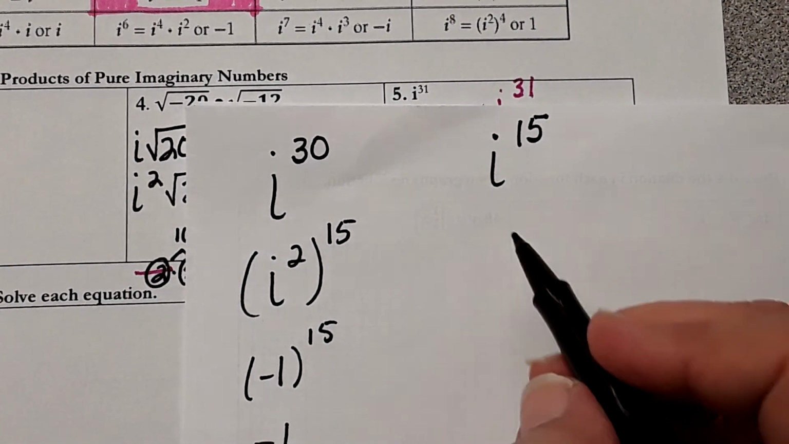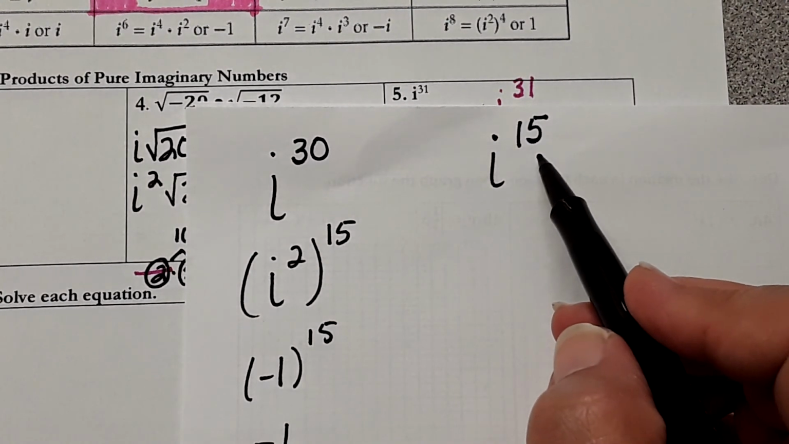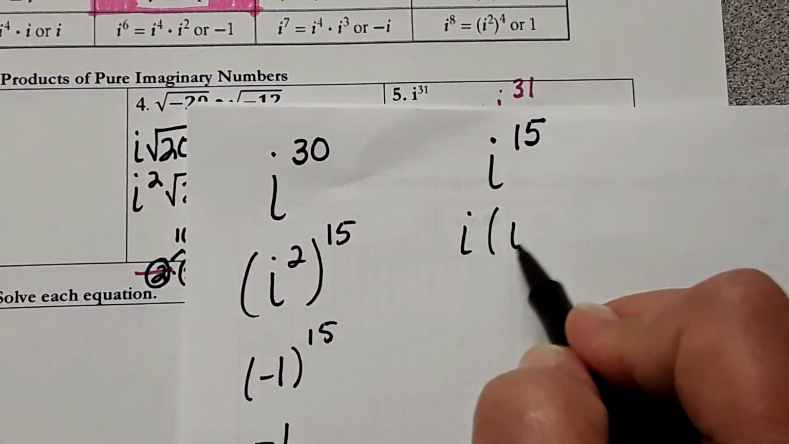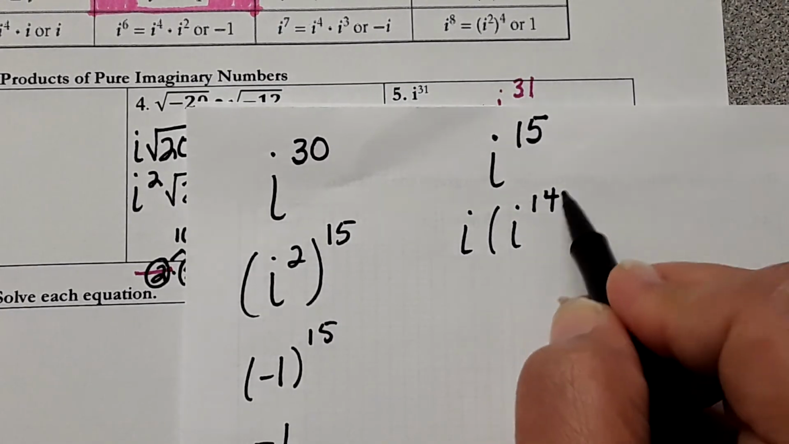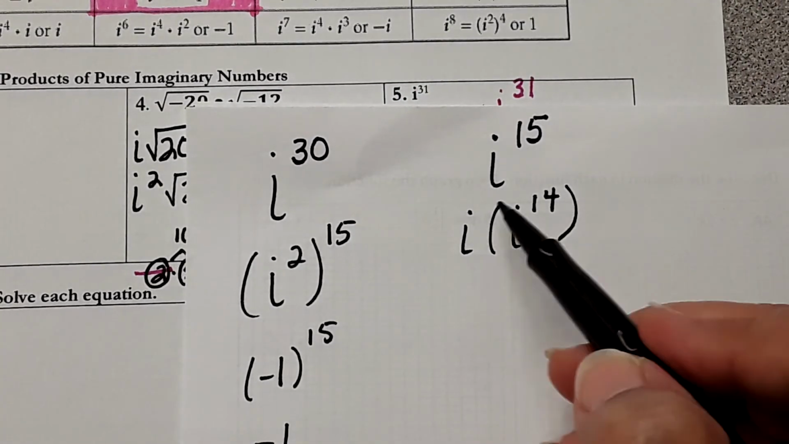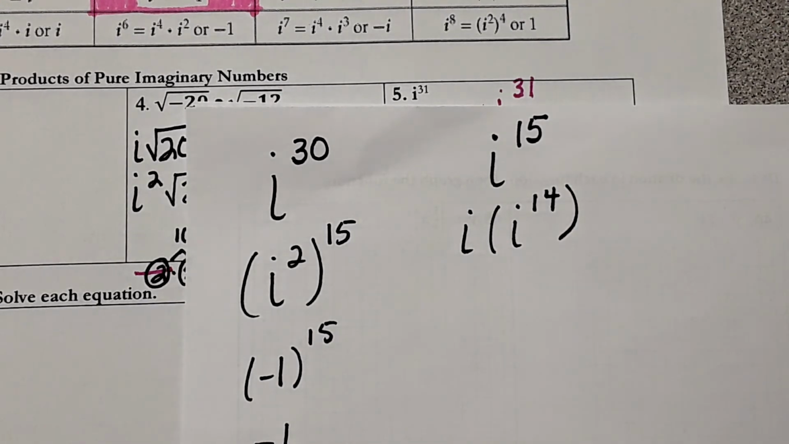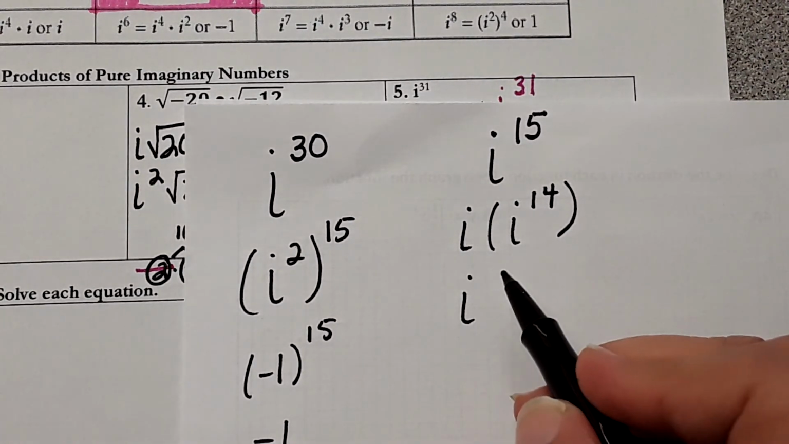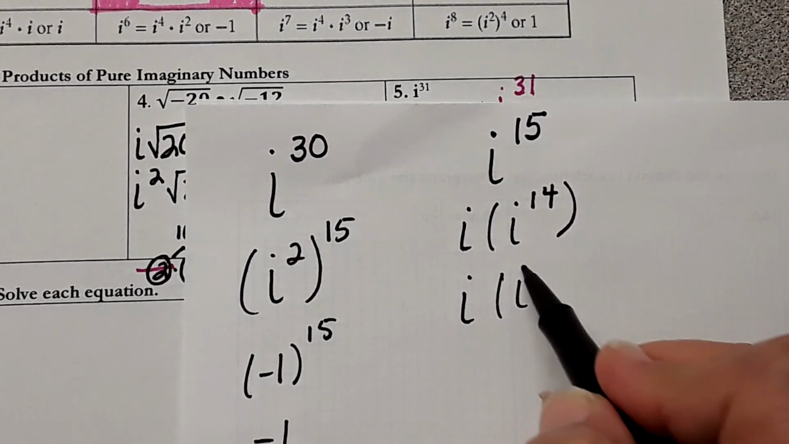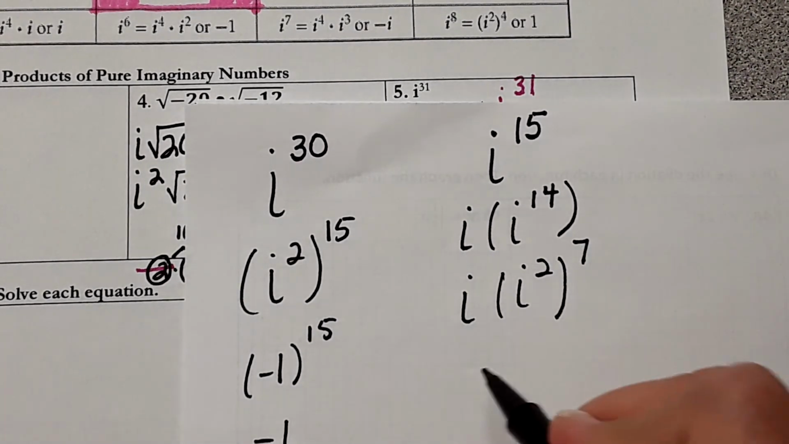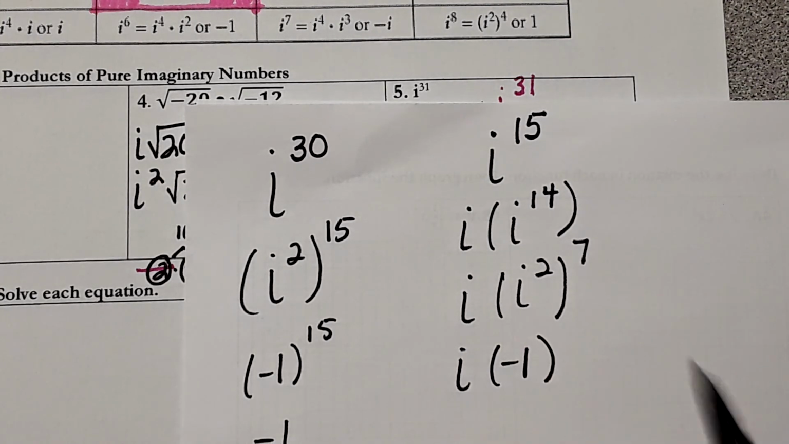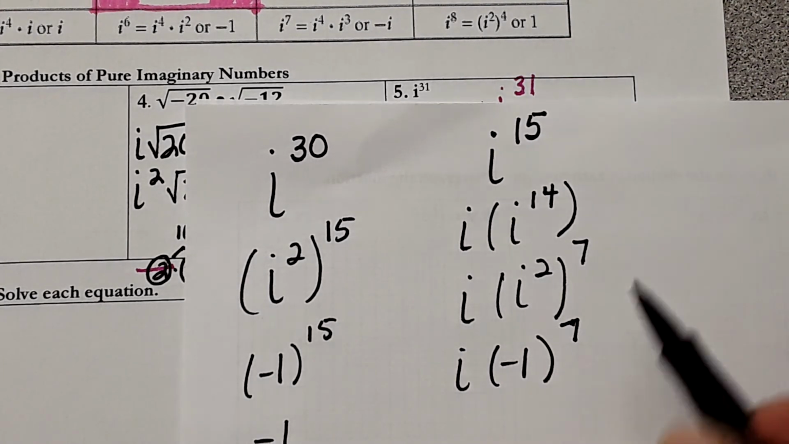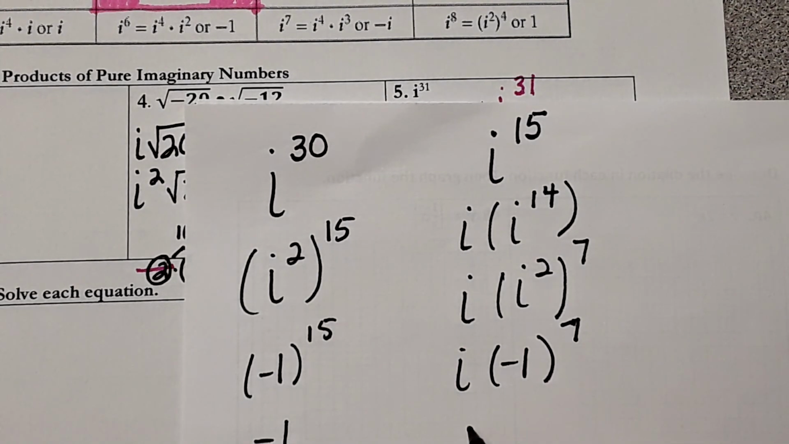i to the 15th, see now it's odd. The initial one is odd, so we're going to bring one out. And I just took 1 away. 1 plus 14 is 15. We're going to divide 14 in half. It goes to the 7th. 7 is an odd number, so it's going to be -i, and that's your final answer.